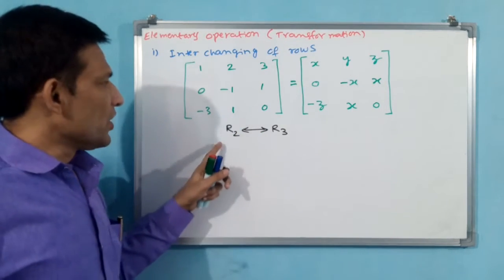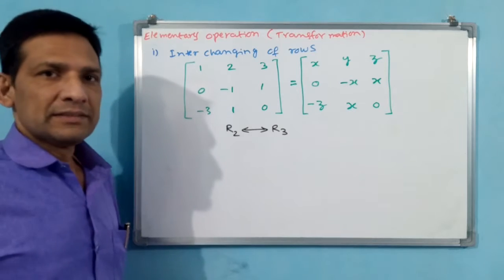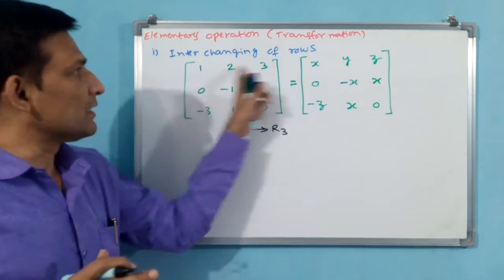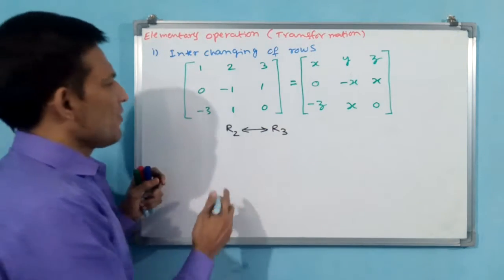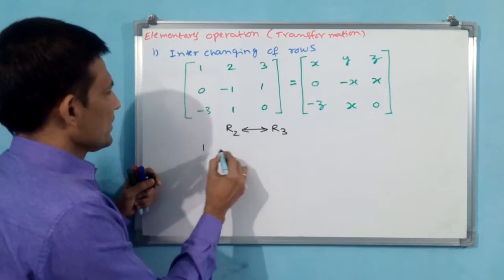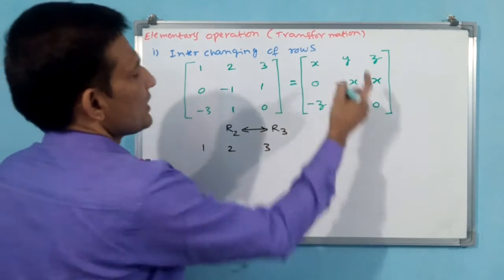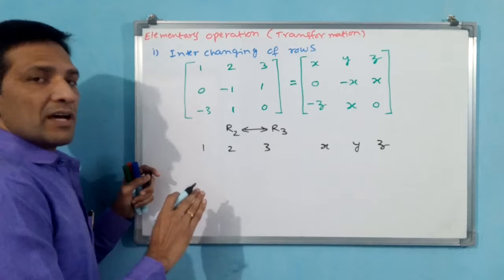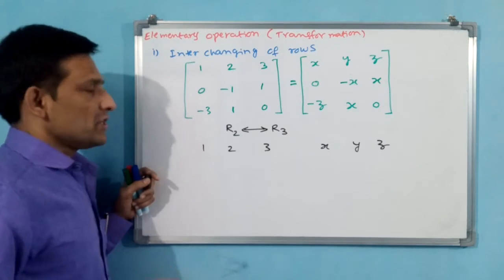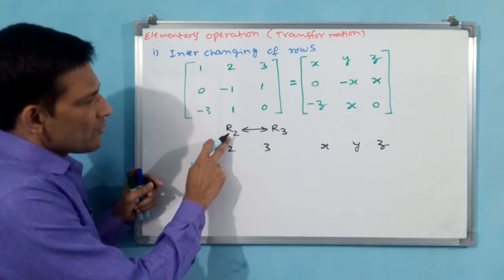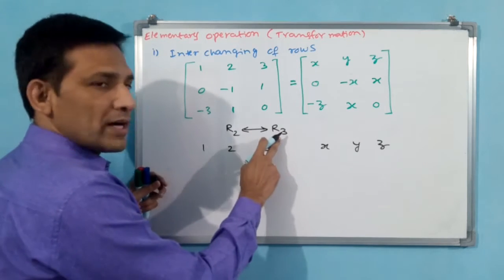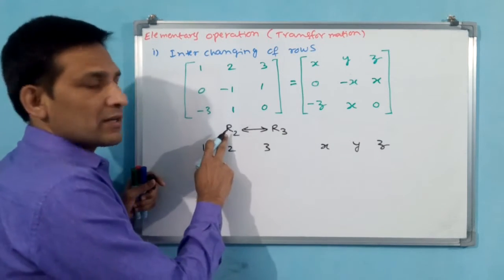You see, here R1 is not there. That means no change is happening in R1. R1 you simply copy first: 1, 2, 3, and X, Y, Z. In R1 there is no change. R2 change is there. R2, R3 is there. R2 is going to R3 and R3 is coming in R2.